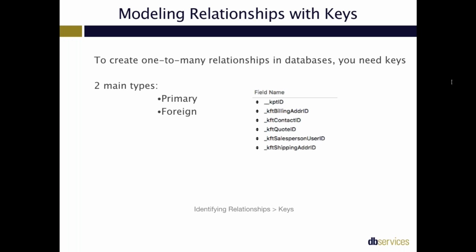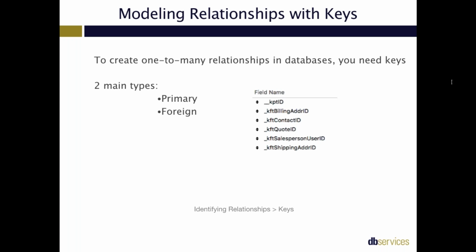Once you have determined the relationships between your entities, the next step is to model them with keys. As we saw, a customer and an order are related, but how do you actually get that to work in a database? How do you tell a database these things are related, especially when it comes to FileMaker? What you need are what are called keys. You need primary keys and foreign keys to get these relationships to work.